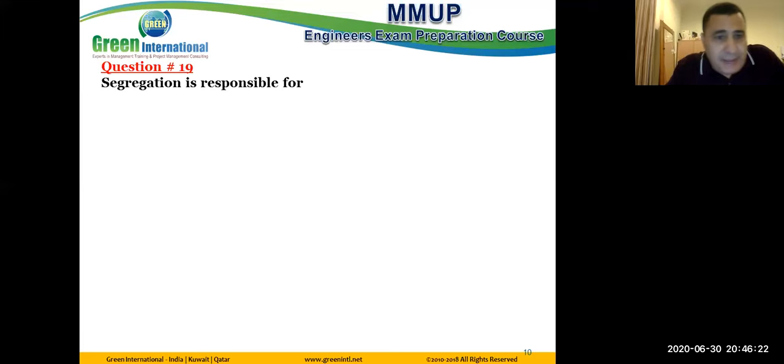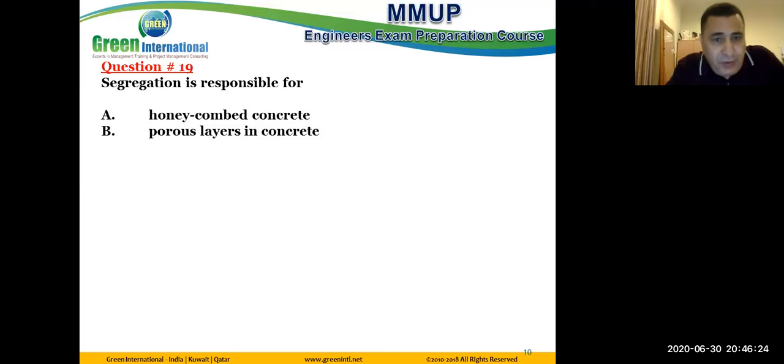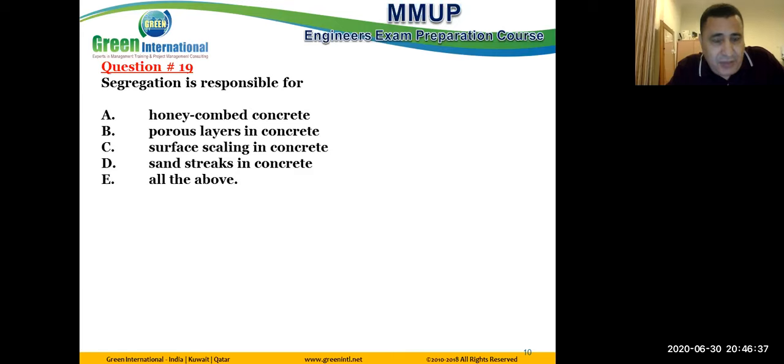Segregation is responsible for honeycombed concrete, various layers in the concrete surface, scaling in concrete, sand streaks in concrete, all above. Honeycombing, various layer surface, scaling, sand streaks, all above. Very good. Try to memorize the answer. Segregation has a lot of defects. All four of the defects are correct.